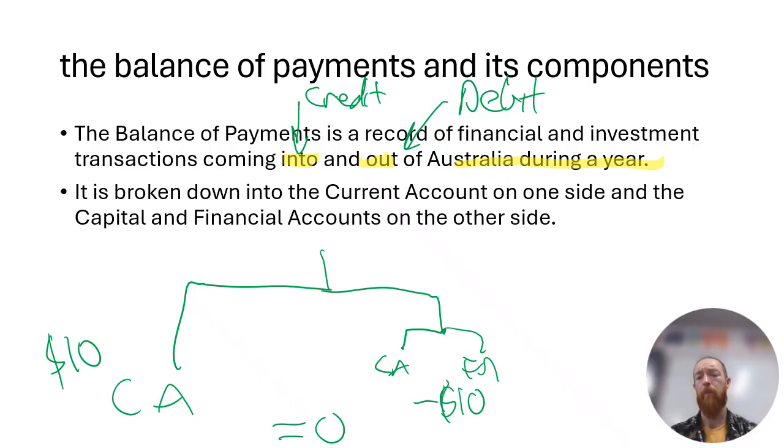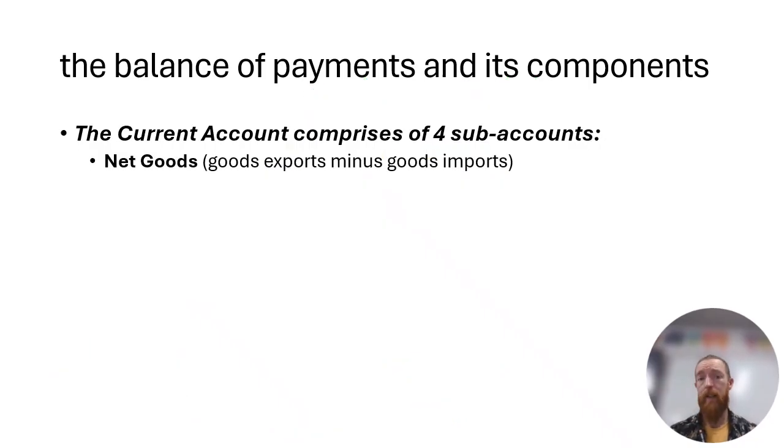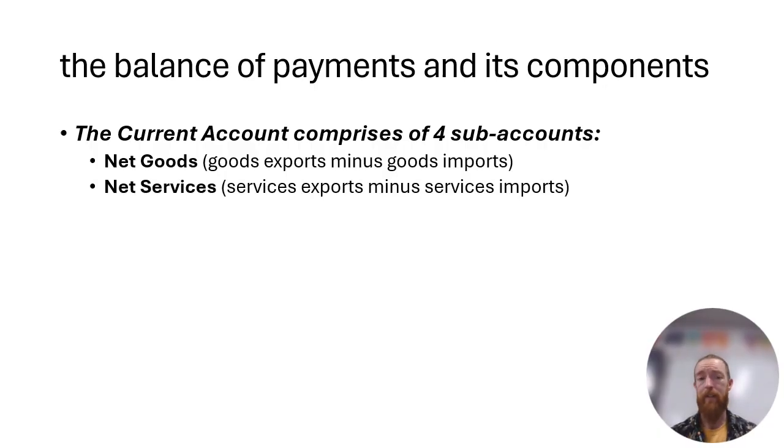So the current account comprises of 4 main sub-accounts. The first one being net goods, second being net services. They go together pretty well. These are goods and services exports minus goods and services imports. Exports are credits, imports are debits.